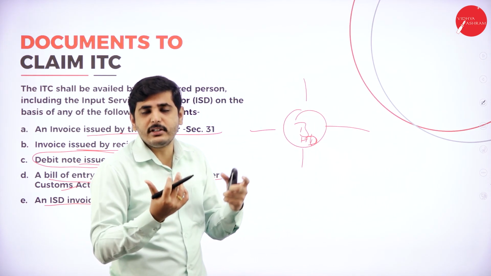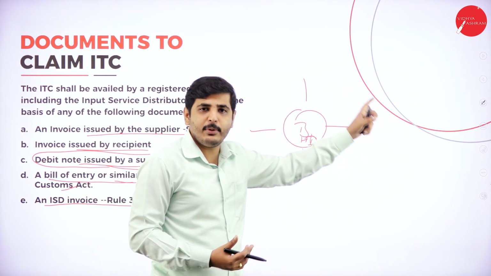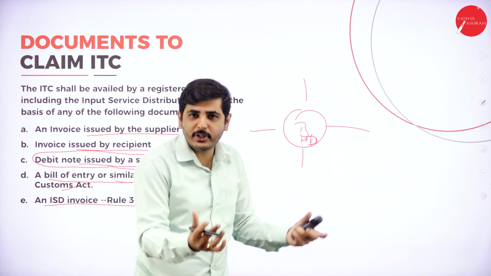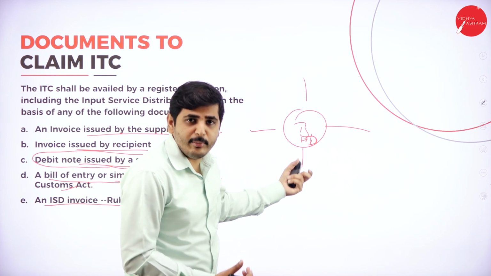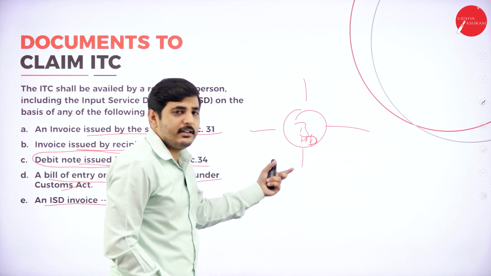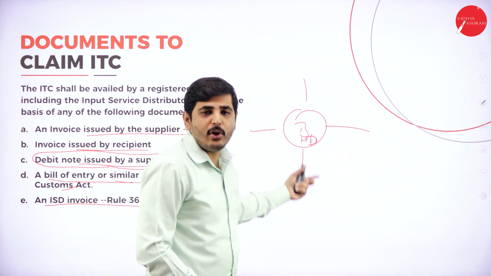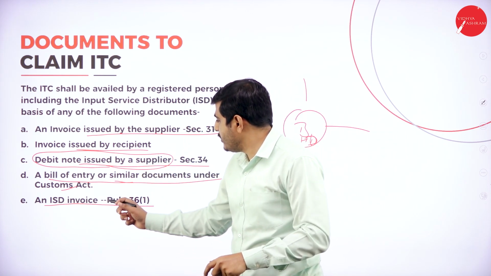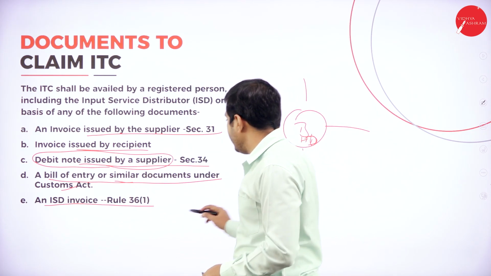On the basis of total turnover, the head office will distribute the input tax credit. What is the input tax credit received from the government? That input service credit will be distributed to all the branches. This is called an input service distributor. So that invoice has to be submitted.